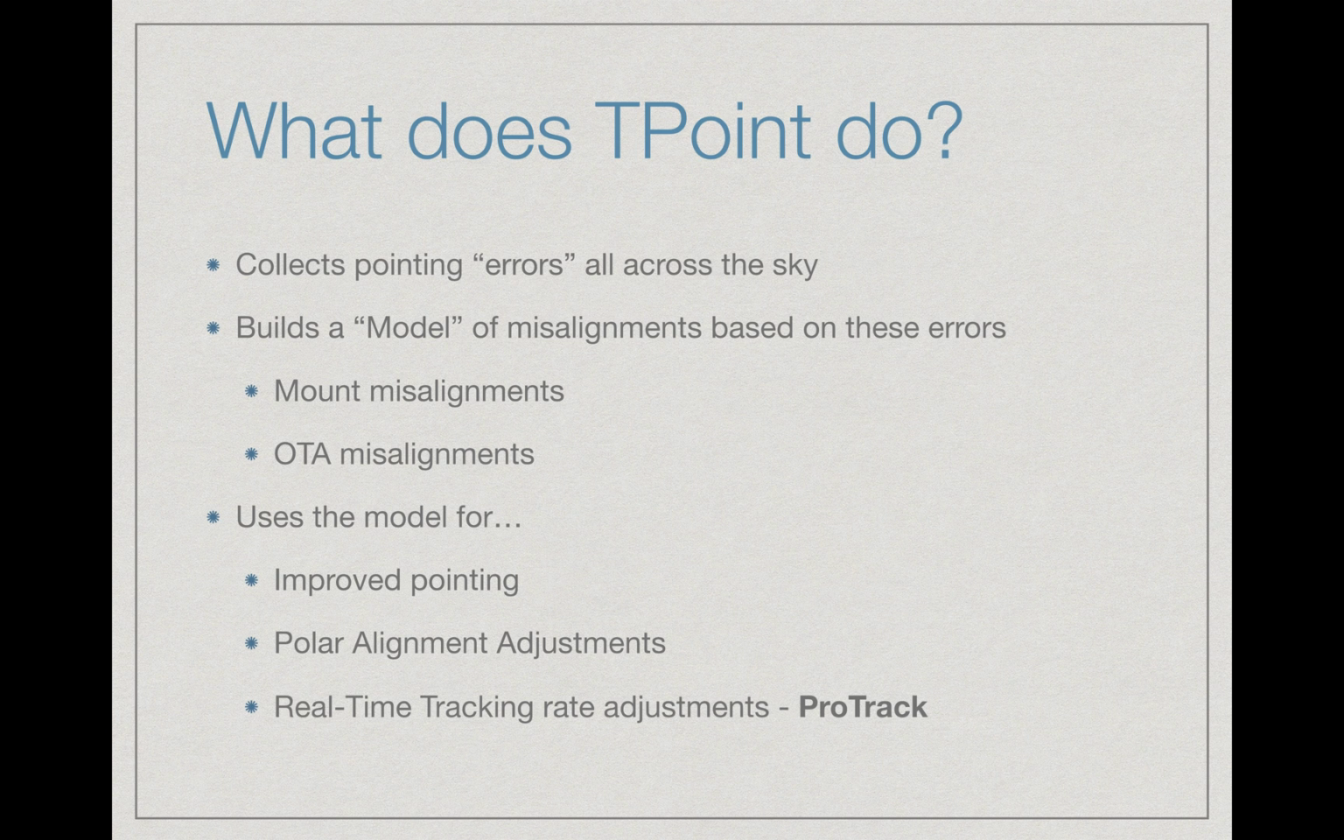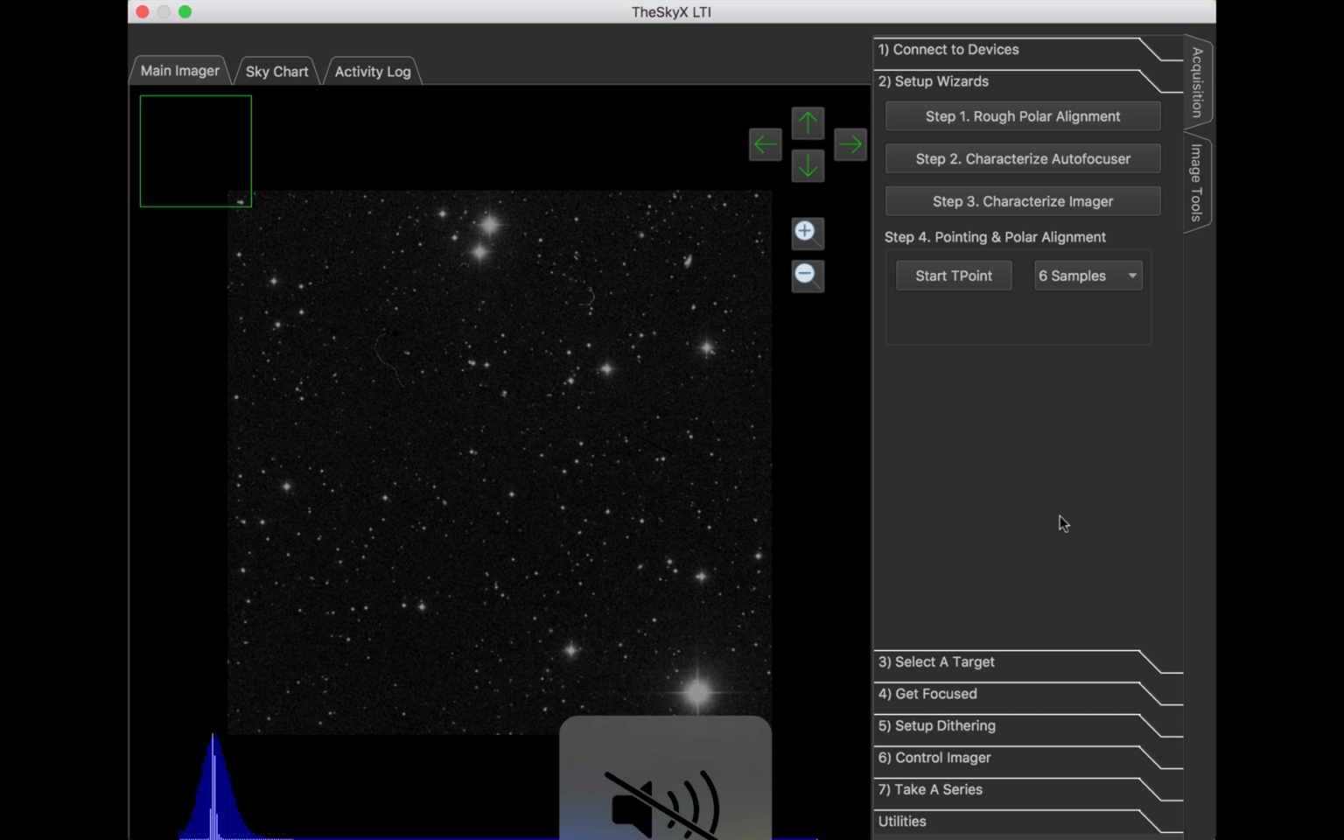So really with ProTrack, you do not have to have perfect polar alignment to get unguided exposures for your imaging run. And that's one of the real powerful features of the TheSky LTI, is it takes this very powerful tool and just makes it very simple and easy to use so that you can get set up and start imaging right away without having to spend a lot of time obsessing over polar alignment and other things. Okay, so let's get back to work.